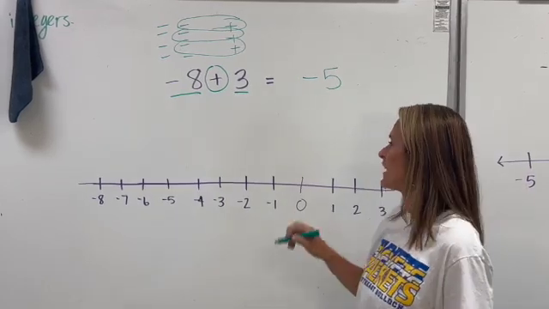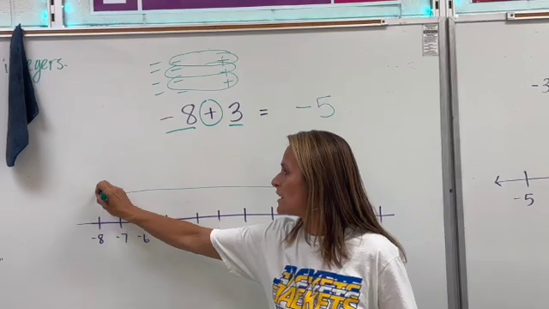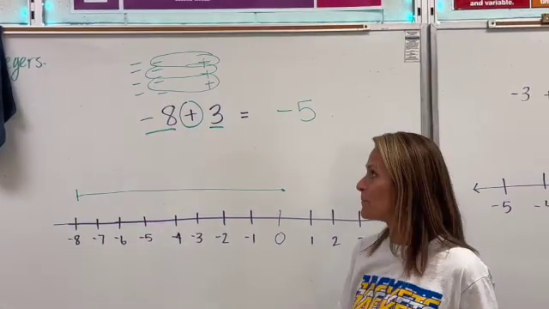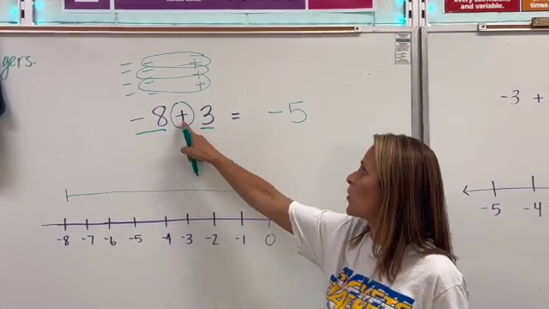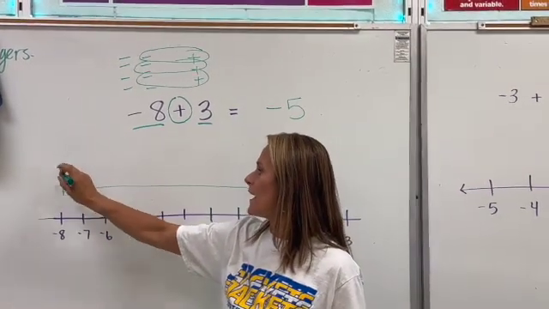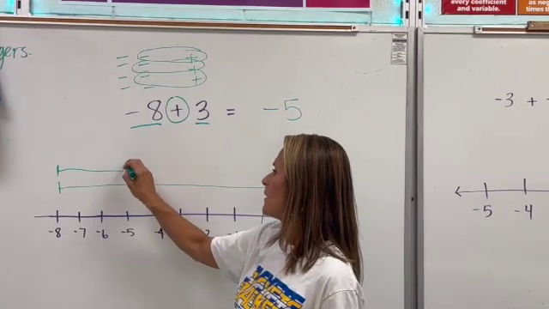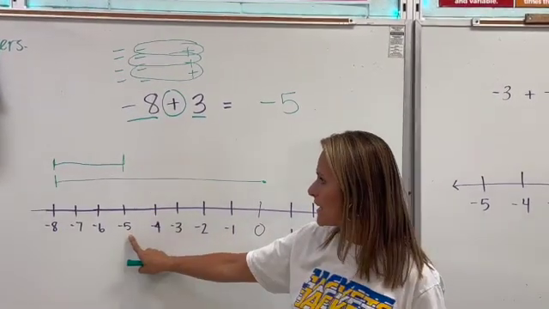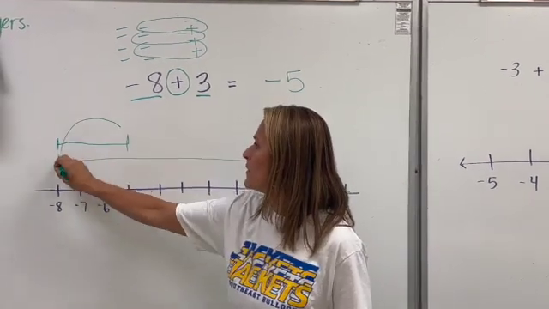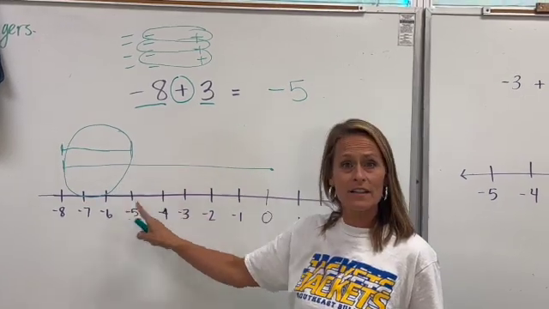We first have -8, so we're going to start at 0 and move to the -8. That's our first number. Then we're going to go towards the positives 3 spaces. So I'm going to make my new line, and I'm going to go towards the positives 3 spaces. And if you look, that lands me at -5. These two parts are neutralizing, so the only part of the line I have left is -5.